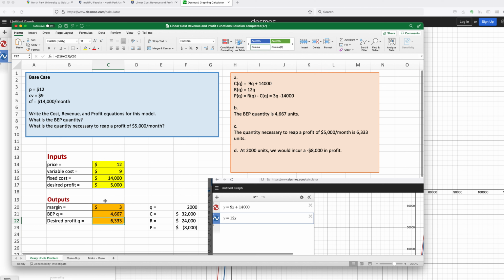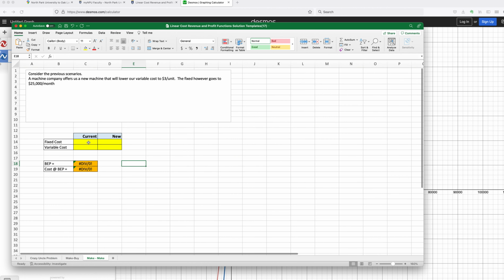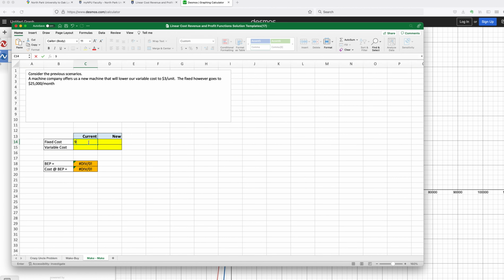Let's go back to the crazy uncle problem. Variable cost 9, $14,000. So let's go to make 9. Oh, the fixed cost is first. Be careful, I don't always do them in the same order. $14,000. And the fixed cost of the new machine is going to be $25,000. And what is my variable cost? Originally was 9, and now it's going to be $3.